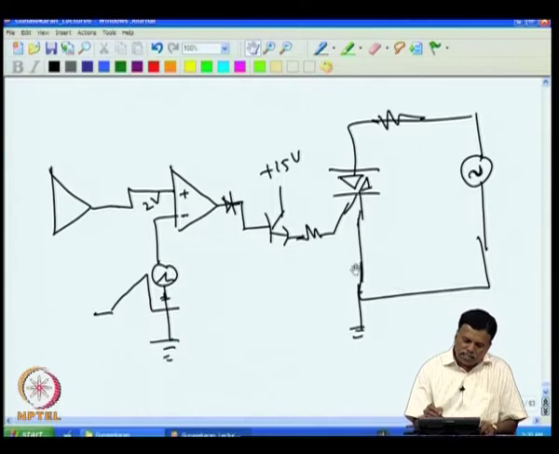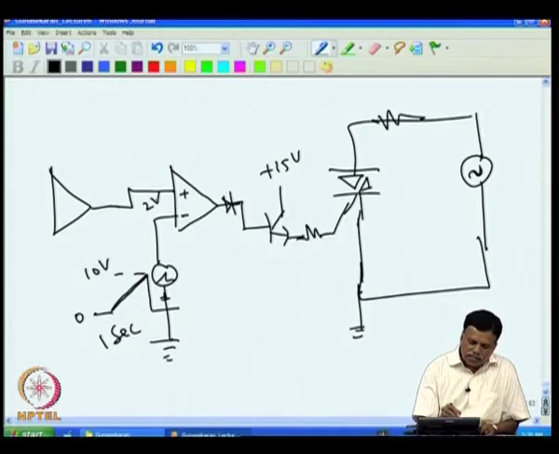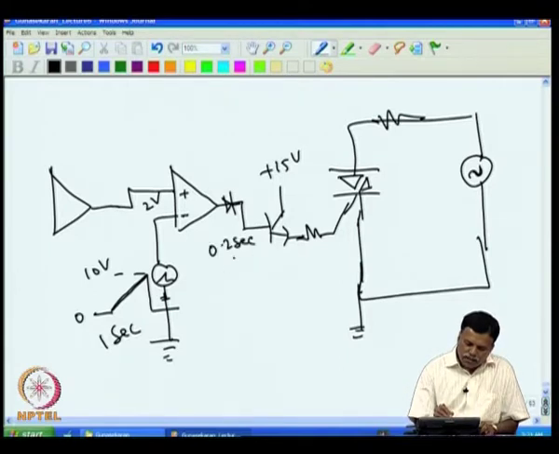Here, this sawtooth wave is a very slow wave. For example, it can be one cycle in 0.1 second or 0.2 second, or once in 1 second. Assume the sawtooth takes 1 second to go from 0 to 10 volt. That means, if the error voltage is say 2 volt, then it will be on for 0.2 second, and 0.8 second it will be off.